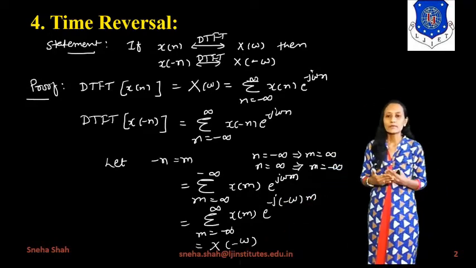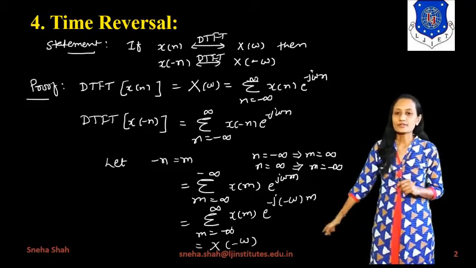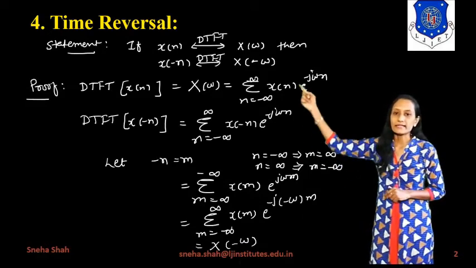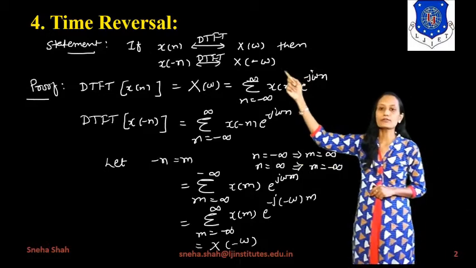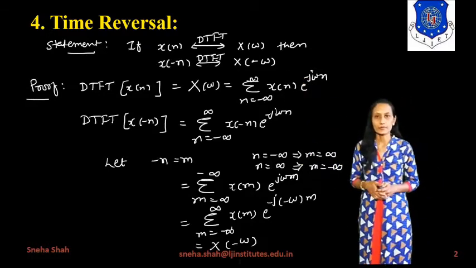It means it will be represented in the frequency domain in the folded form. So it will be represented like this, X of minus omega, which we want to prove. So this way we can prove the time reversal property.